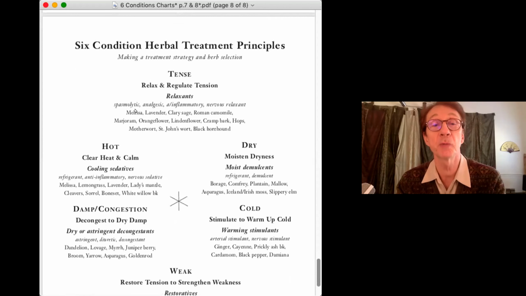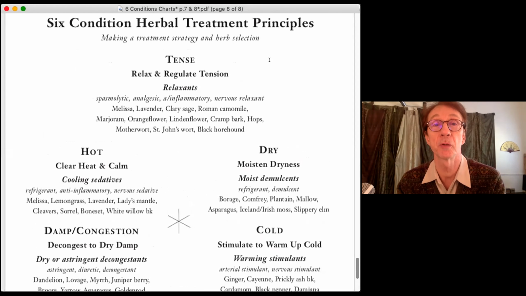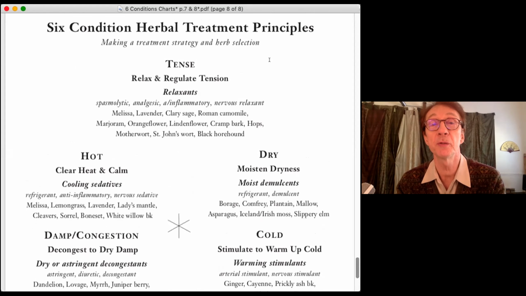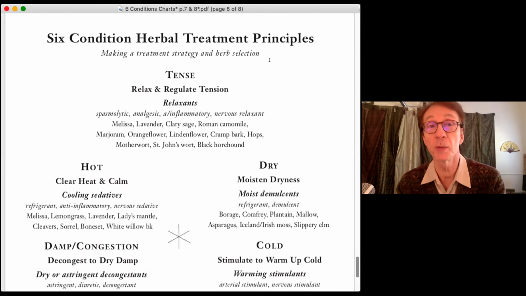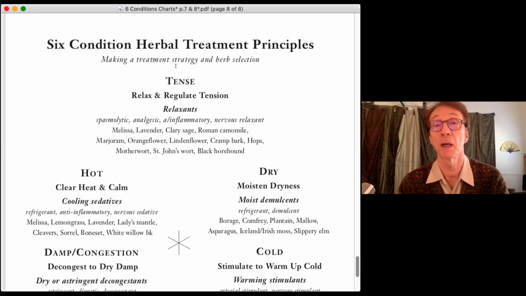So the next question is, how do we treat these 6 conditions? What are the principles of treatment? Finally we come to the main point of this whole discussion, which is how to make a treatment strategy and herb selection. What is the basic treatment approach? Another way to put it, treatment strategy approach, and then what herbs do we select?